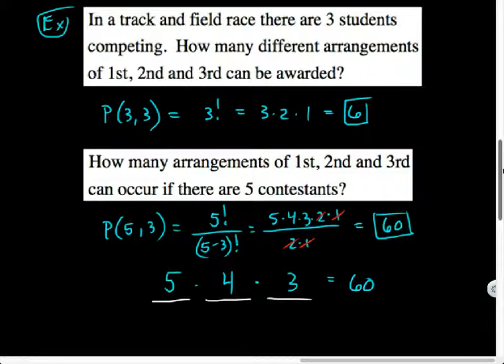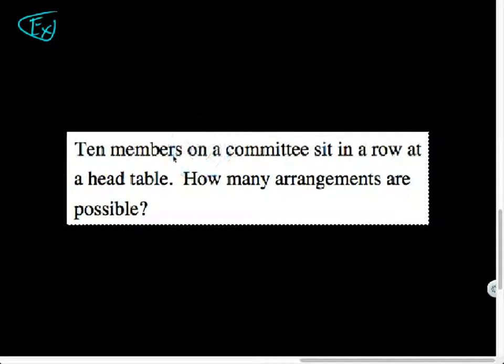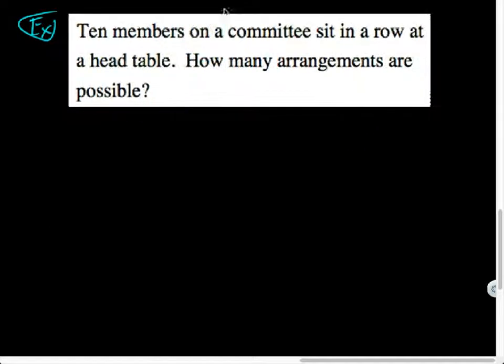Let's analyze this one last example. 10 members on a committee sit in a row at a head table. How many arrangements are possible? So I've got 10 people and 10 chairs, and I'm asking about arrangements. So the order matters here. So this is just going to be straight 10 factorial. That's the first formula. And does anyone have any scale or magnitude as to how big this number is?